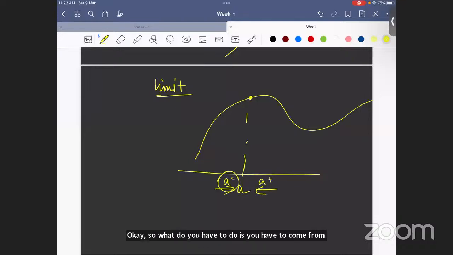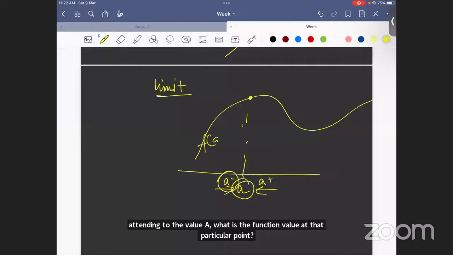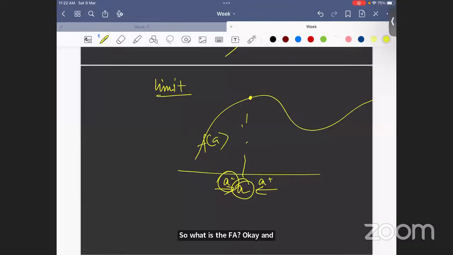A minus generally represents that you are coming from the left direction. Whenever you are tending to the value A from the left direction, what is the function value at that particular point? And when you are coming from the right hand side, from A plus, means you are coming from the right hand side to A. Whenever your values are tending to A from the right, what is the value of the function at that particular point? Correct? Is this clear to everyone?